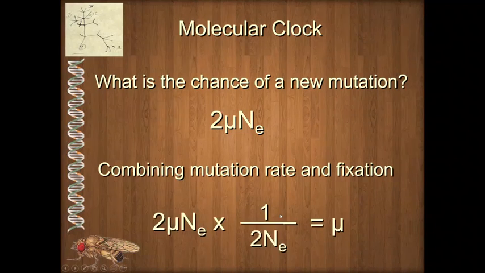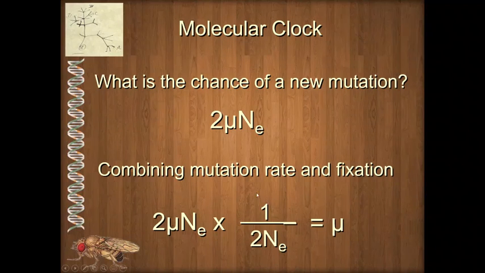These 2 forces offset each other. So the chance of getting a new mutation and then the chance of getting it fixed in the population, so you have more mutations in large populations, but there's a proportionally lower chance of having that mutation become fixed. In a small population, there's a lower chance of having a mutation, but a much higher chance of having it fixed, and it's proportional.